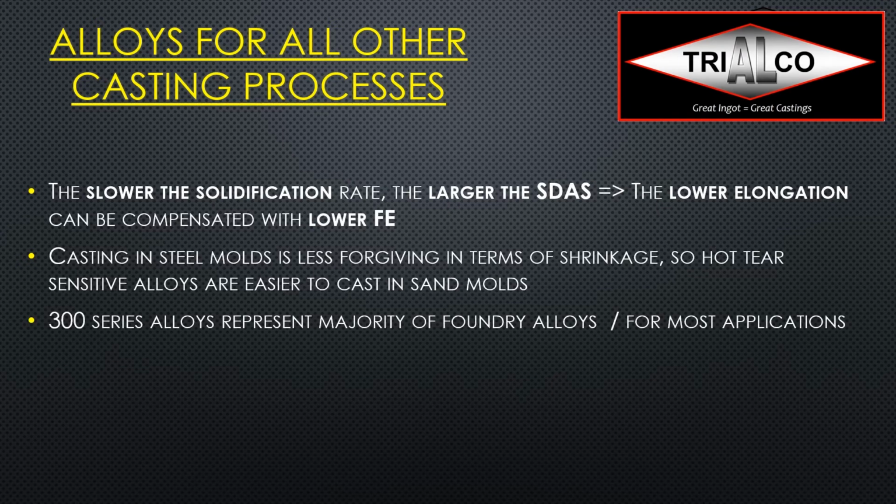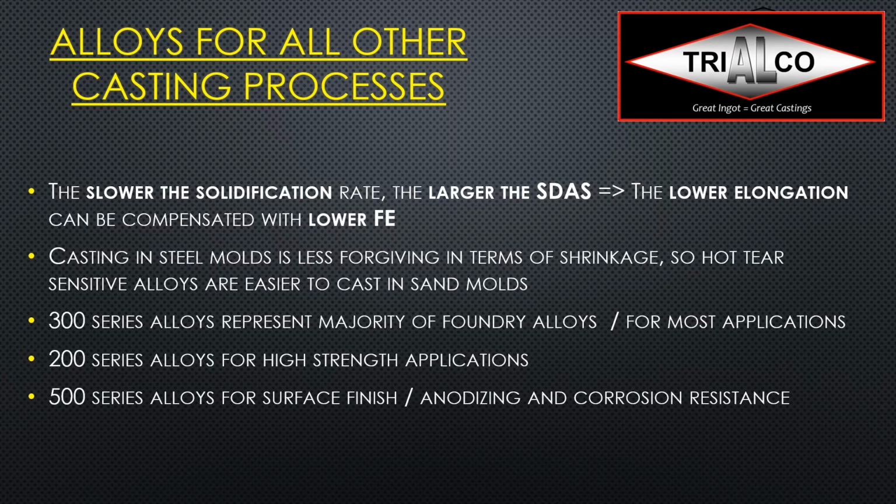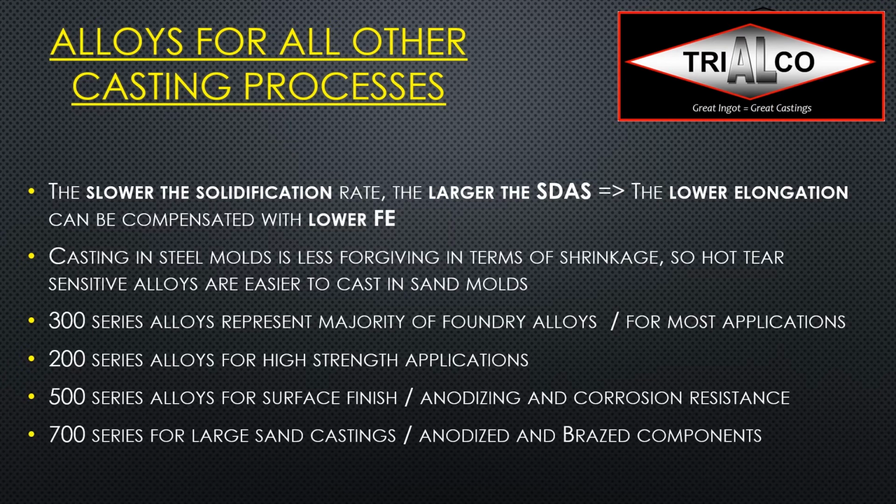Now, 300 series alloys clearly represent the majority of foundry alloys, and they can be used really for most applications. The 200 series alloys, as I said, is really the alloy family for high strength applications. The 500 series alloys are used for surface finish. If I want anodizing, if I want high corrosion resistance, things like that, that's where I want to go to a 500 series alloy. And 700 series is now aluminum zinc, sometimes with magnesium. That is ideal for very large sand castings or also anodized and for brazed components.